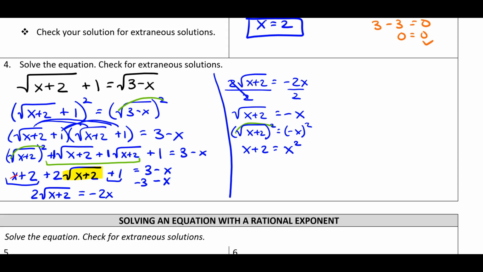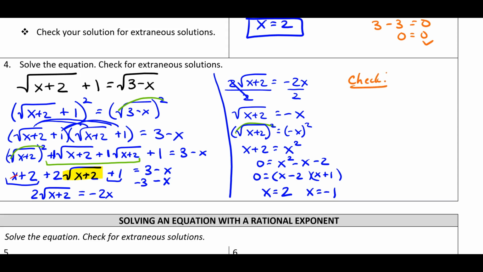This is a quadratic, so we're going to set it equal to 0. And I like the fact that x squared is positive 1, so I'm going to subtract the x and the 2 over so that I don't have to factor out a negative 1. Because again, most likely this is going to factor, and it does. So x minus 2 and x plus 1, which means either x is positive 2, or x is negative 1, or it's both of those, or it's neither of those. We have to check.